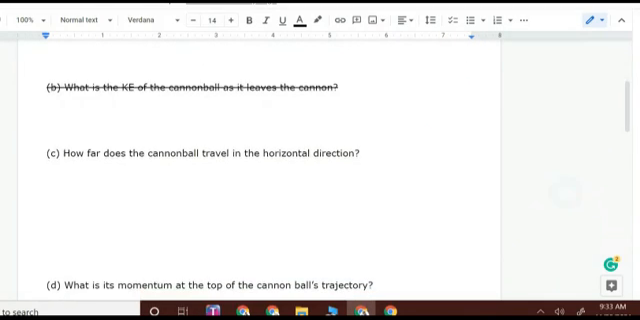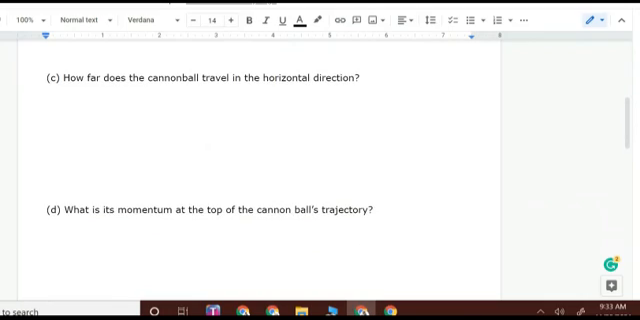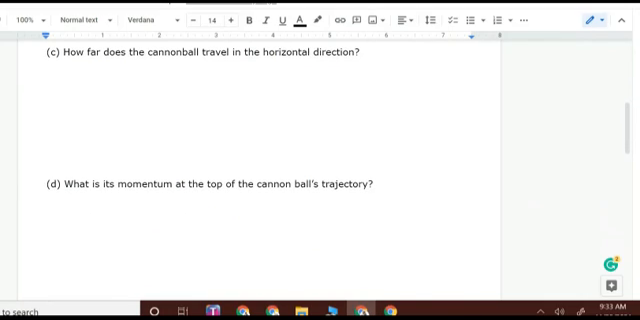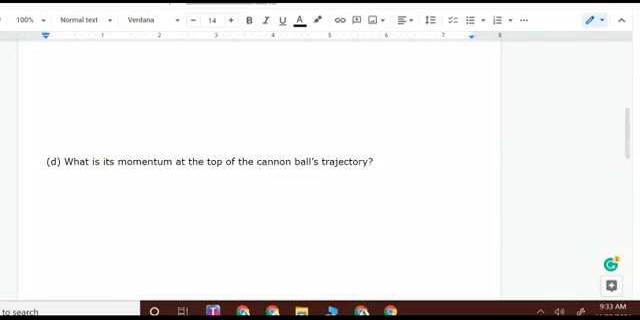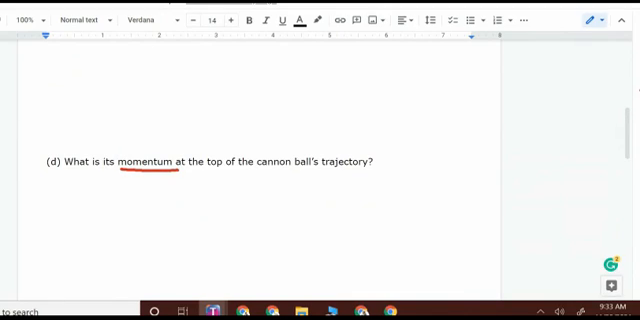How far does... let's get rid of that one. That's quite a question. It's a kinematics question. But I really like the next one. What is the momentum? It's a good little review, and it shows you we never really leave a topic, unlike Regents physics.